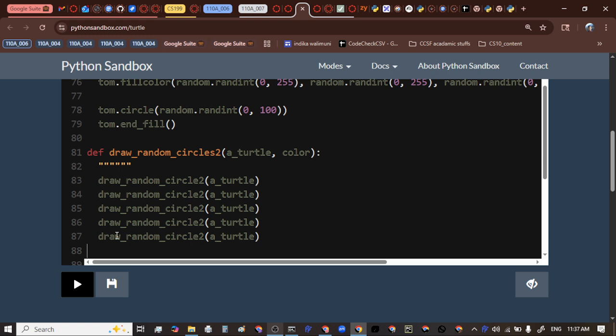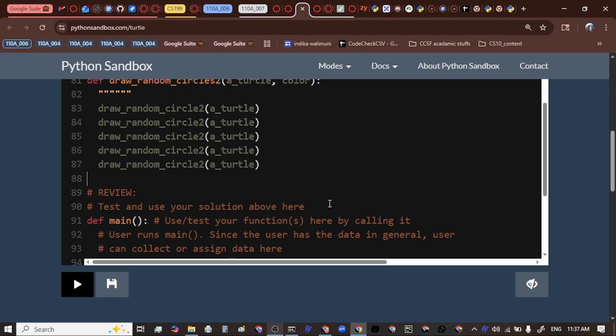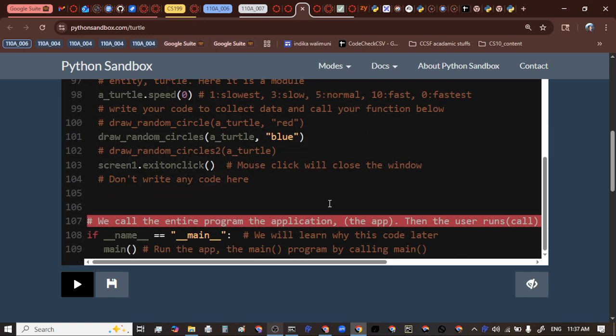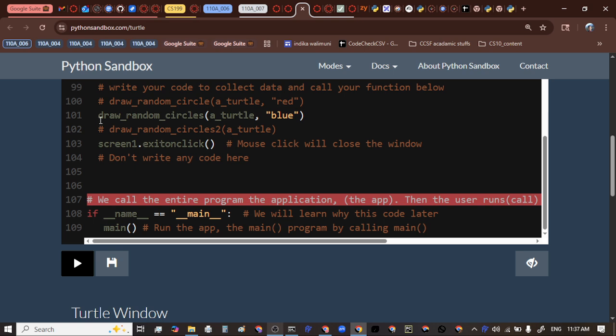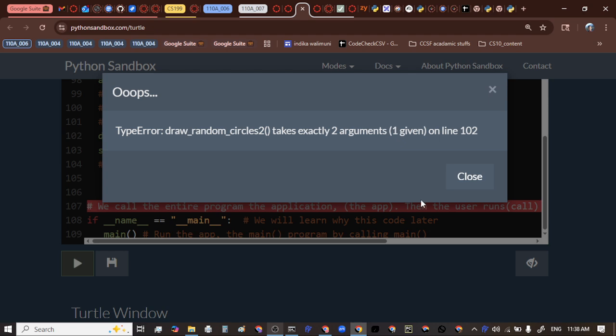All right, so this function now. So let's try this one. So it's this one. I'm going to block this one, and then open this one. Okay, all right, so let's try this. Oh, I made a mistake actually. So let's read it. Type error: random circles 2 takes exactly 2 arguments, 1 given.